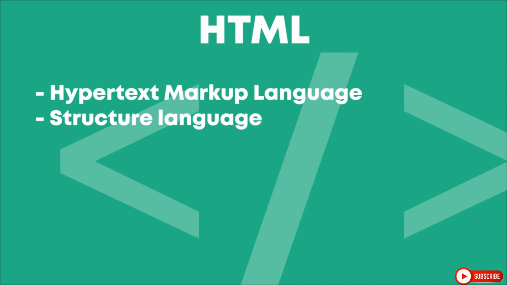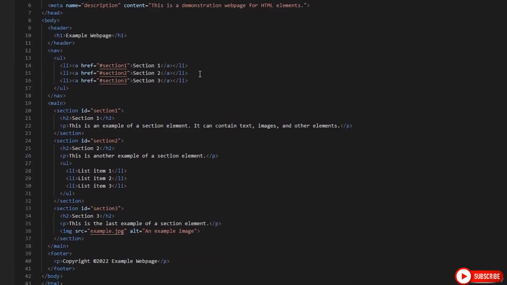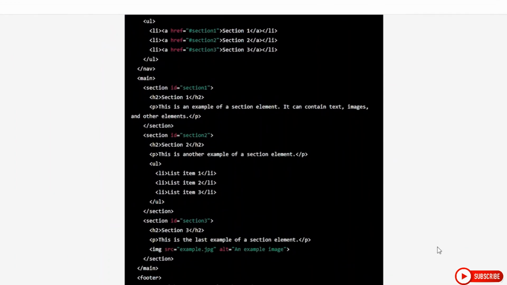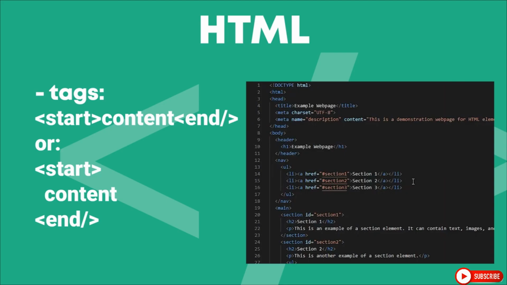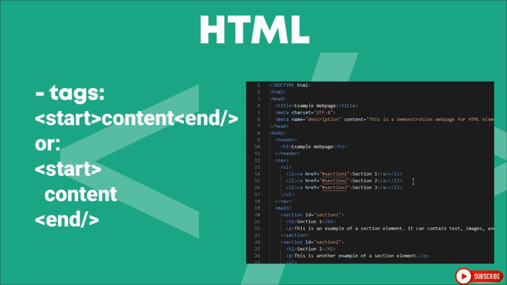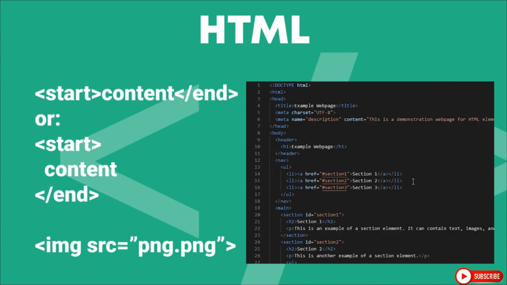Here you can see an example of what an HTML code for a website looks like. By the way, I had ChatGPT write this code for me. So as you can see, everything is built up using these tags that are in between the smaller than and larger than signs. These tags show the browser in which way the information should be displayed. As you can see, the tags have a beginning and an end, and in between the beginning and the end of a tag, the content of that tag is written. There are also tags which only have one part, such as the image tag.